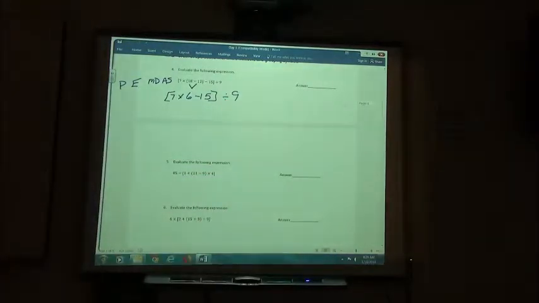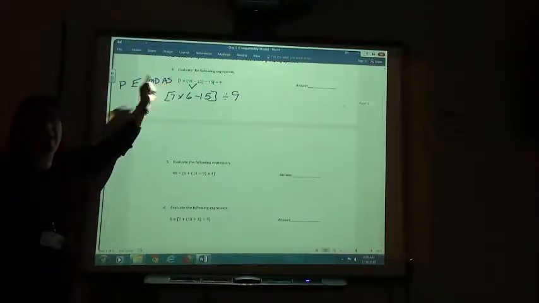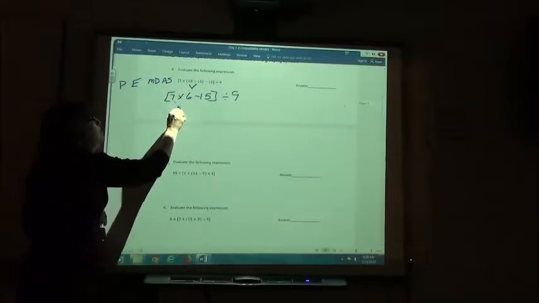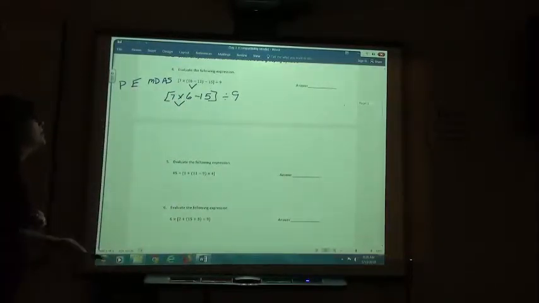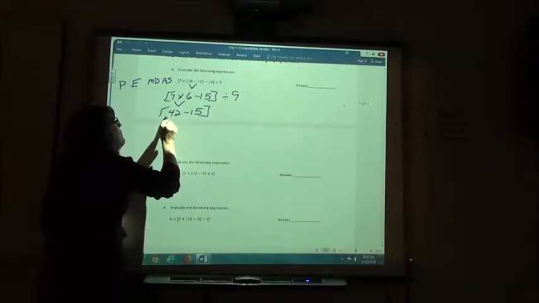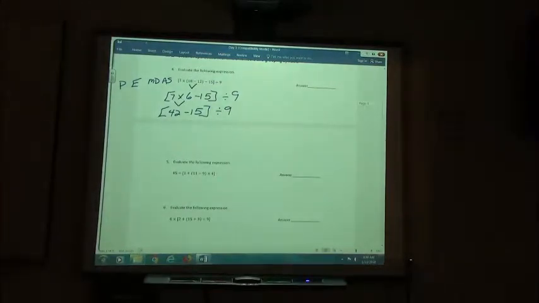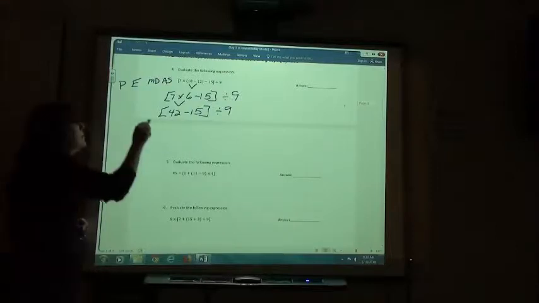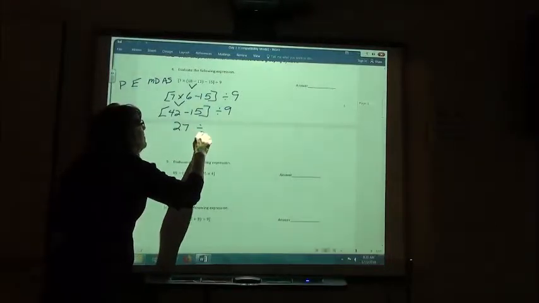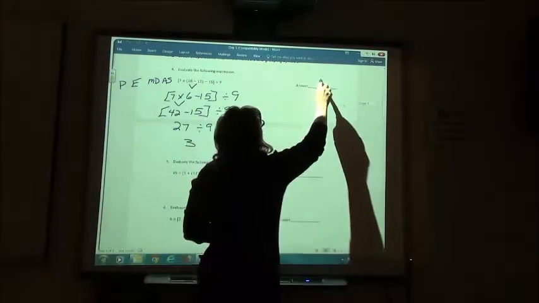In my brackets again, I have to remember my order of operations. So here I have to do my multiplying and dividing before I do my adding and subtracting. So I have to do the 7 times the 6 first. 7 times 6 is 42. So now I have 42 minus 15 divided by 9. I'm going to simplify inside my brackets again. 42 minus 15 looks like it's about 27. 27 divided by 9 then gives me an answer of 3.